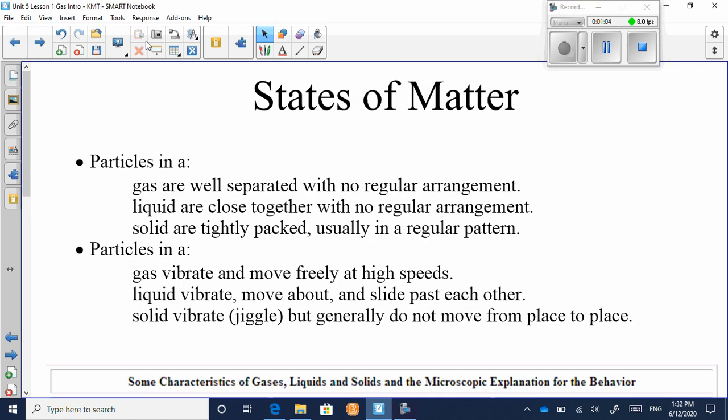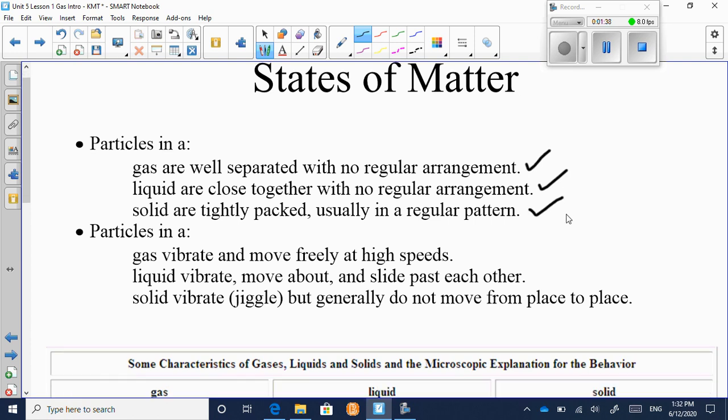So first of all, as a bit of background, obviously we've dealt with this idea that there could be different states of matter. Essentially, we've looked at gases, liquids, and solids. Particles that are in a gas are well separated with no regular arrangement. So let's keep that in mind. Liquids are close together, but they also have no particular arrangement. And solids are tightly packed and they're in a regular pattern.